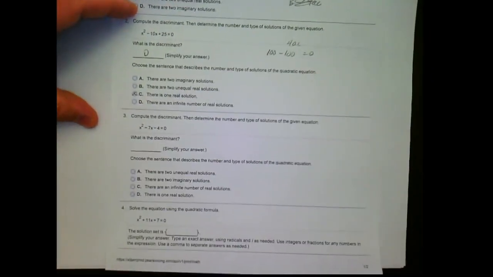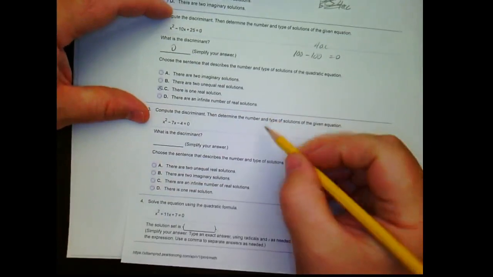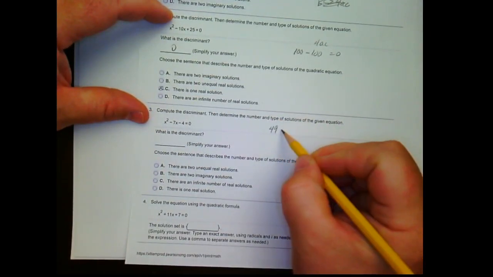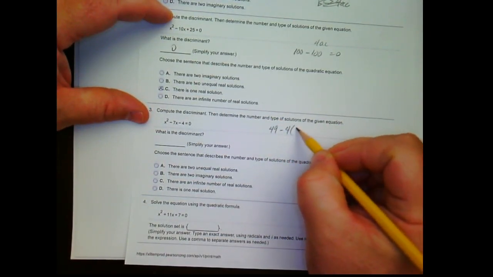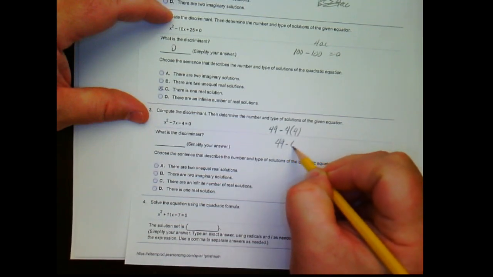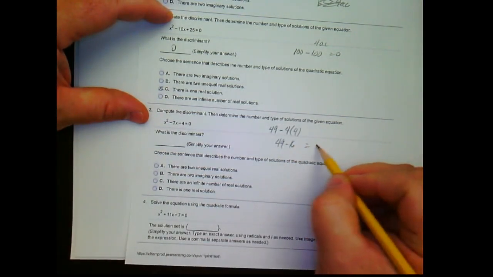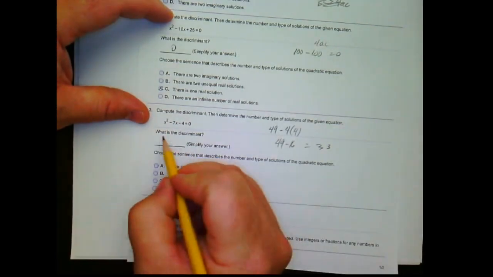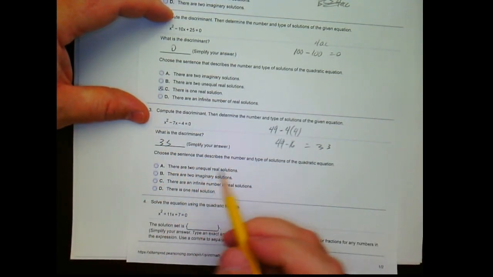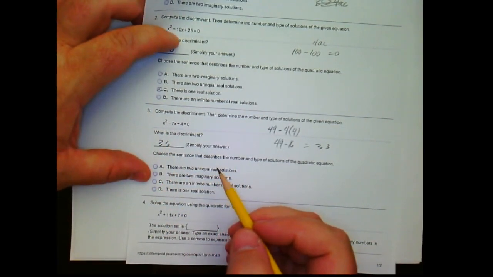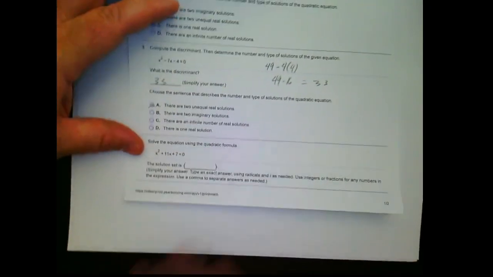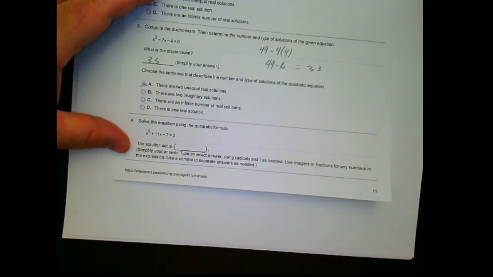Zoom in a little bit for you guys here. Next one says x squared minus 7x minus 4. So that's going to be 49 minus 4 times 4, which is 16. So it's 49 minus 16, 33. So 33 again, that's weird. That means there are two real solutions.